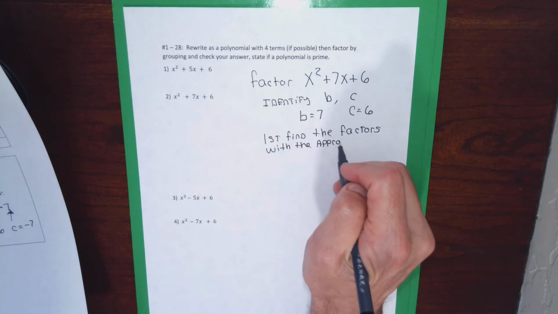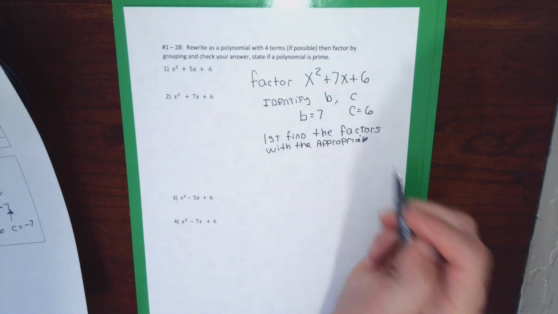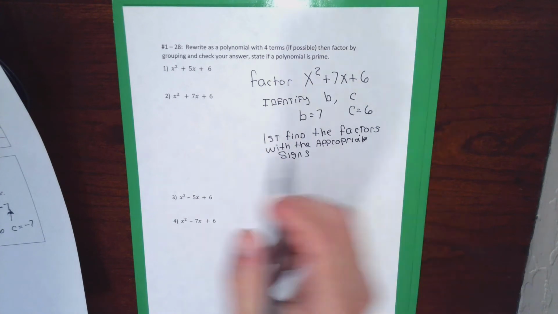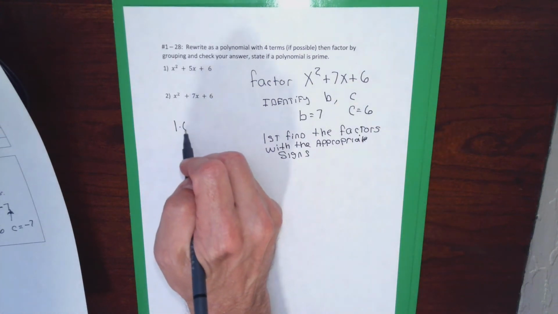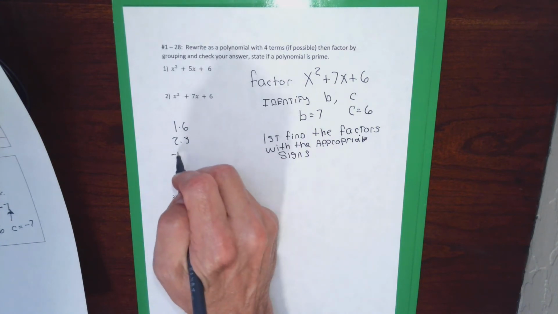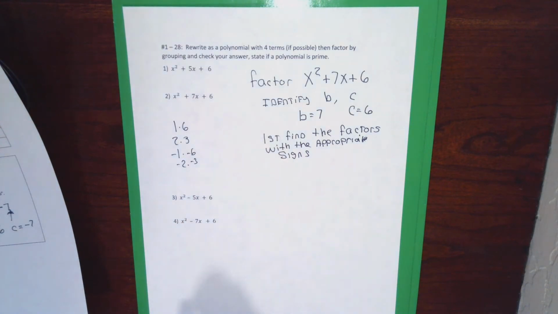It turns out that if I didn't have the template, then signs get to be a real issue. The numbers that I can think of that multiply out to be positive 6 are 1 and 6, 2 and 3, -1 and -6, -2 and -3. So those are all candidates for multiplying to 6.